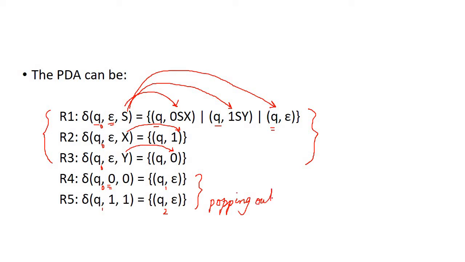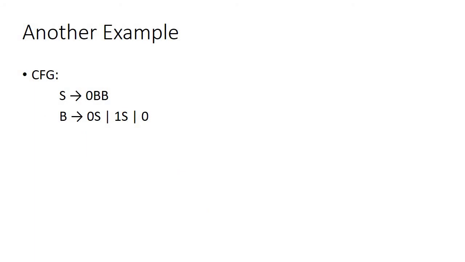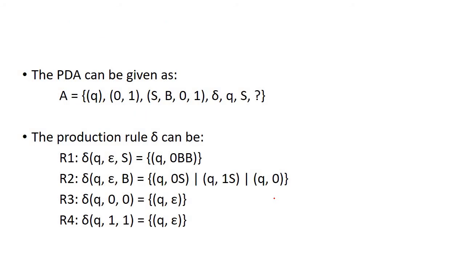Popping out ones. So there is another example in which we have already used a context-free grammar, which is already in Greibach normal form, so we don't need to convert this CFG into GNF. So here is the tuple for a PDA.